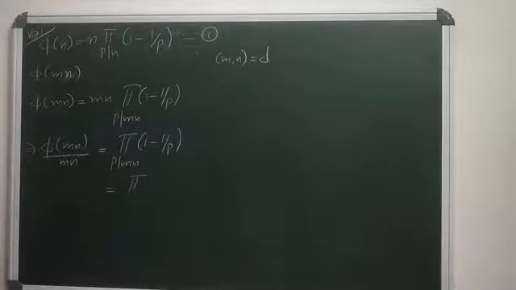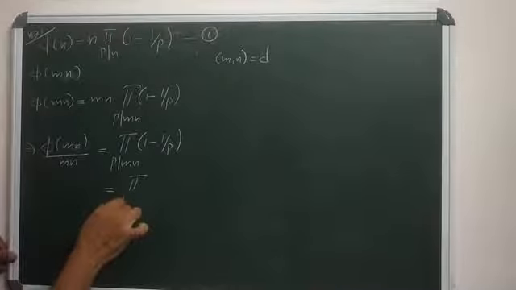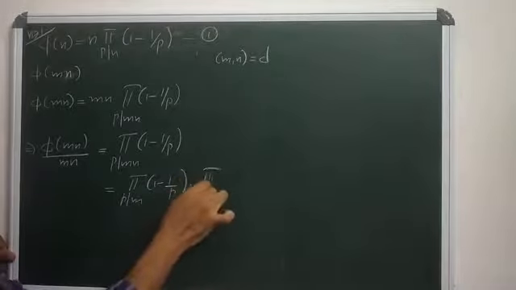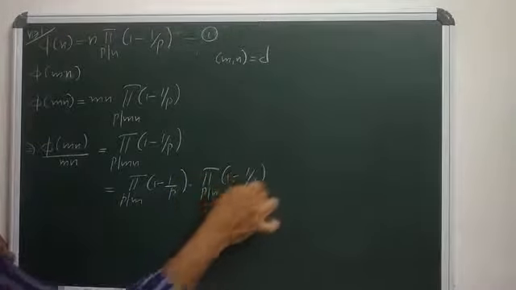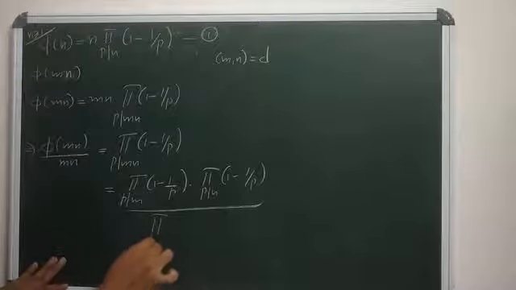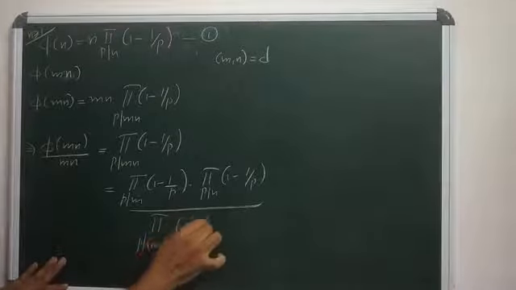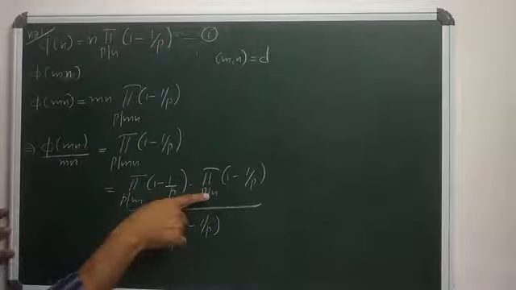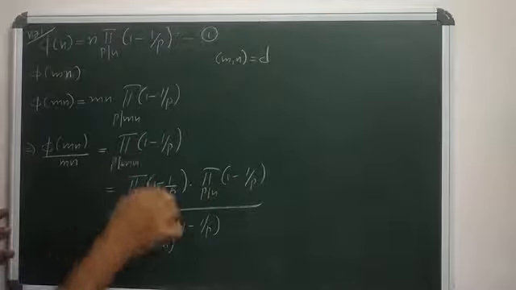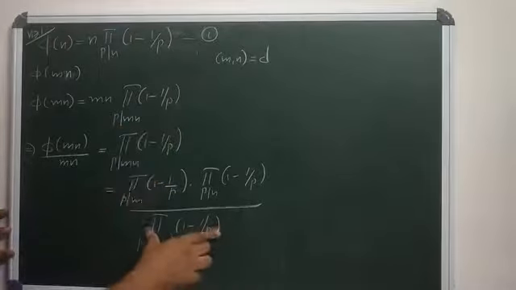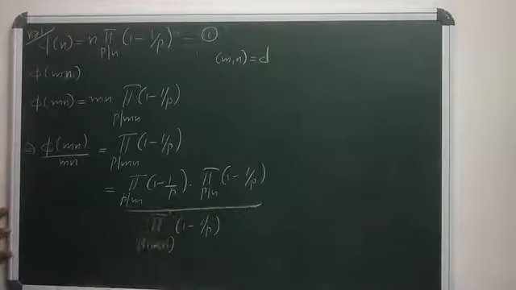the product over p dividing m of 1 minus 1 by p, into the product over p dividing n of 1 minus 1 by p, all divided by the product over p dividing the GCD of m and n of 1 minus 1 by p. Why? Because if p divides mn, then either p divides m or p divides n. But if p divides both m and n, then p divides its GCD. So there are excess terms there, and to adjust for them, you divide by such terms.